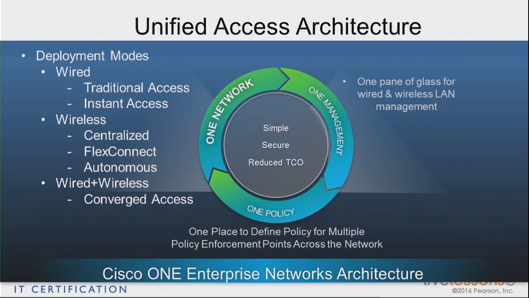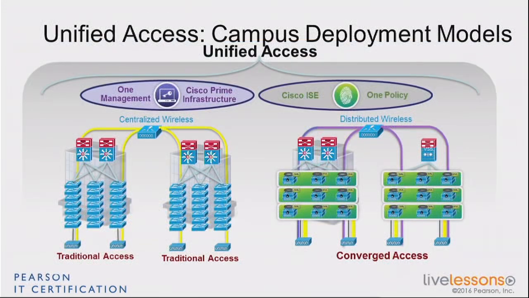And then the third pillar of this architecture is what we call one network, where basically you have different deployment models, but that all can be combined together in one single network and therefore be managed by one single appliance and secured by one single appliance. So that's the unified access architecture. Inside this architecture, at the one network side of things, there are multiple deployment models.